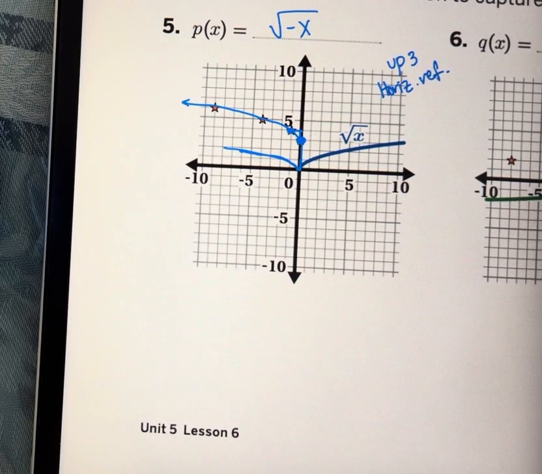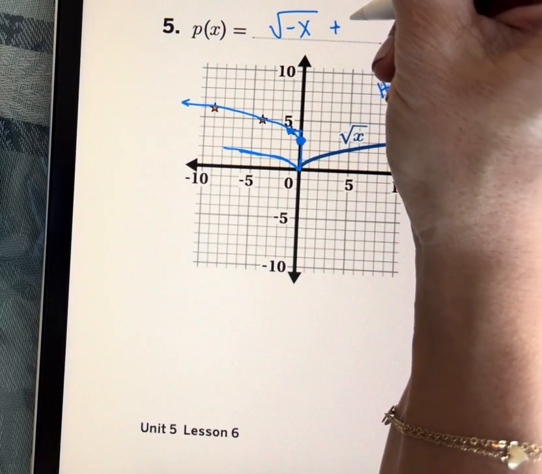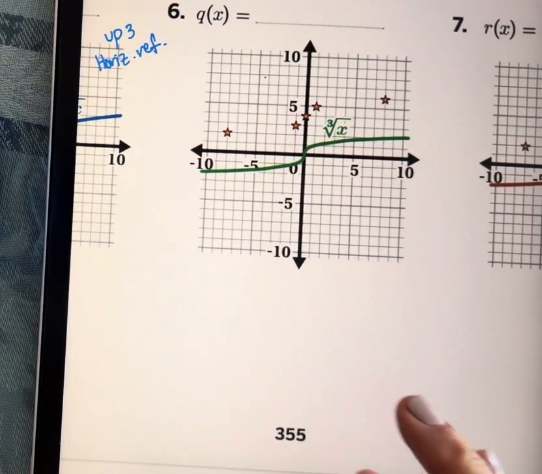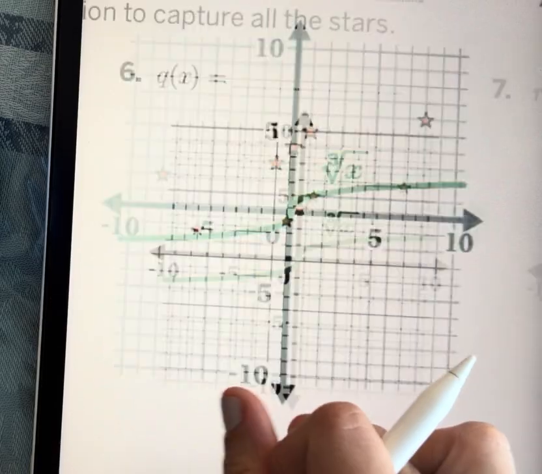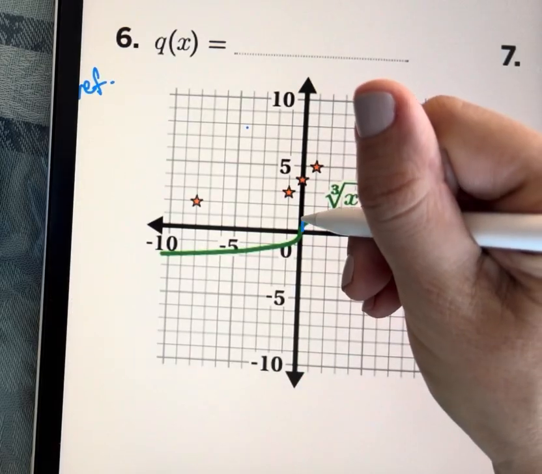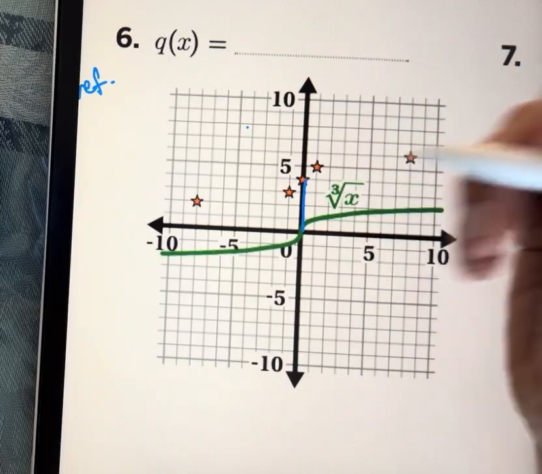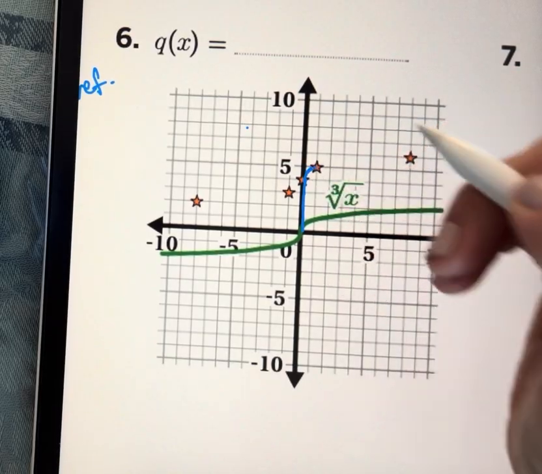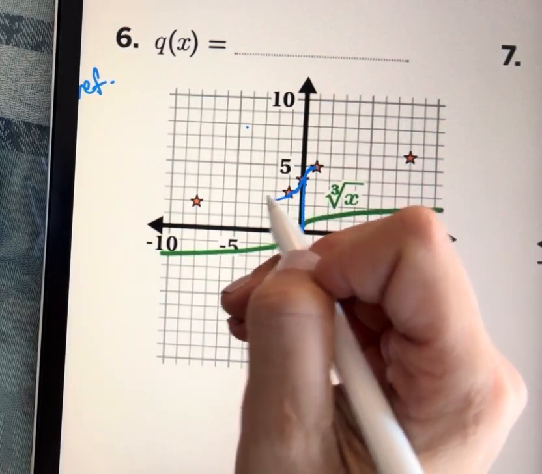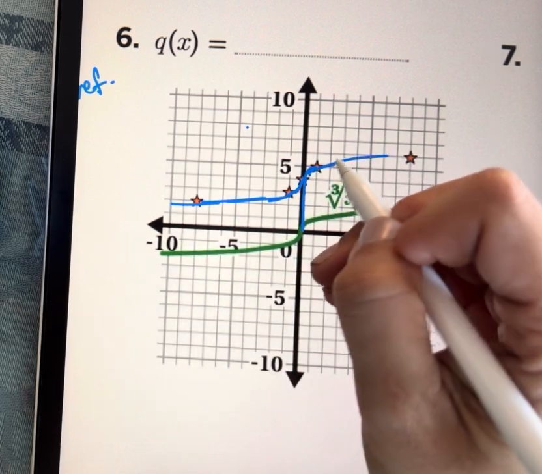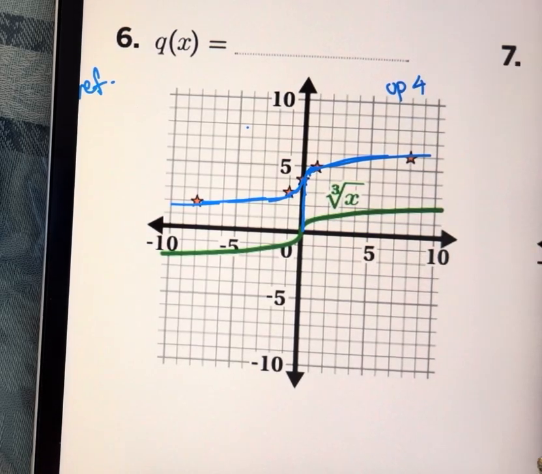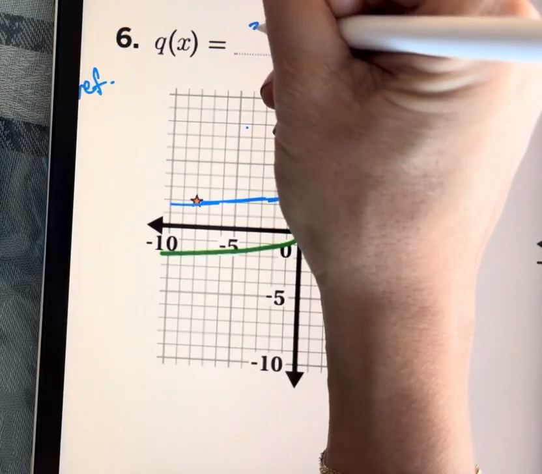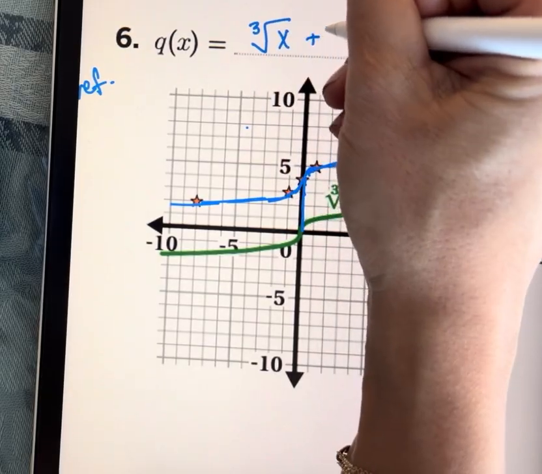Okay, a negative on the inside, and then we need to go up 3, so plus 3 on the outside. Looking at this, it looks fantastic. It looks like it just goes up 1, 2, 3, 4, and then it does the same exact thing that it's currently doing from there. Up 4. That's all I see. So it's our cube root function, just up 4.